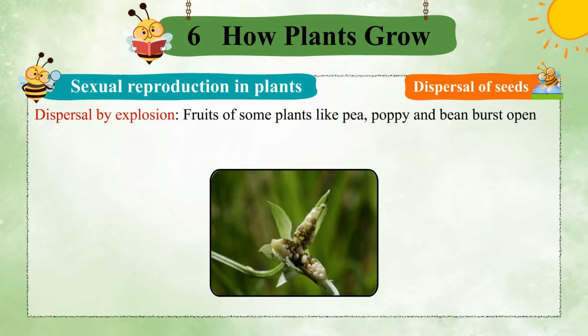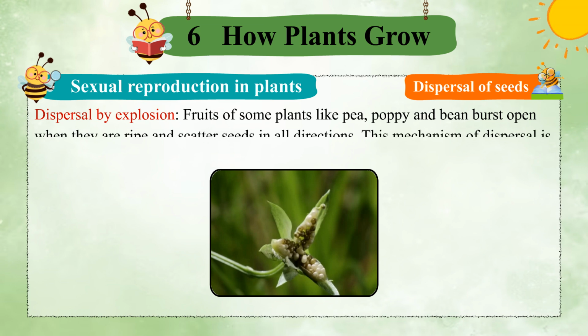Dispersal by explosion. Fruits of some plants like pea, poppy and bean burst open when they are ripe and scatter seeds in all directions. This mechanism of dispersal is called explosion.